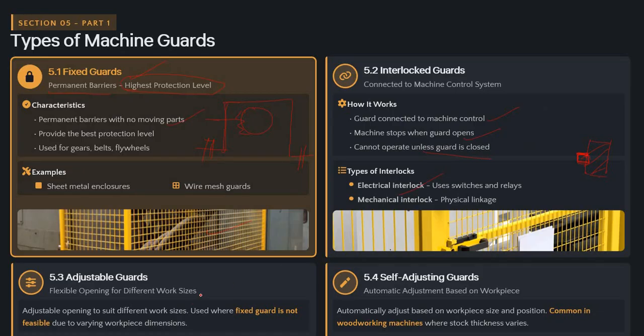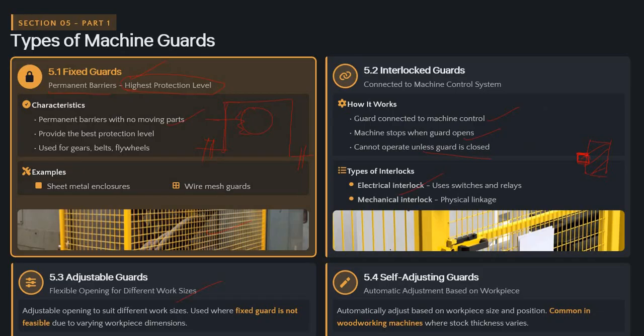Then comes adjustable guards. It's like where the lathe machine is there, with a lathe spindle. For the lathe spindle, we need to observe, measure the dimensions, and do monitoring. Here we use adjustable guards, with an adjustable opening to suit different work sizes, used where fixed guards are not feasible due to varying workpiece dimensions.